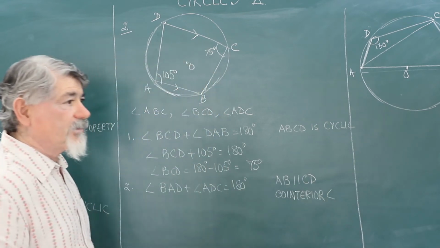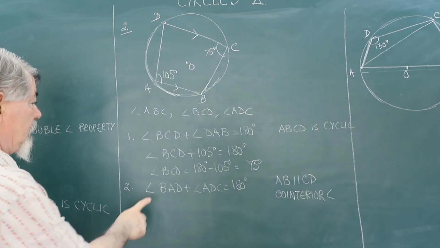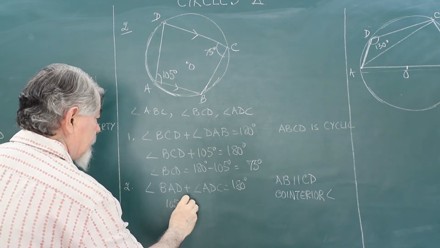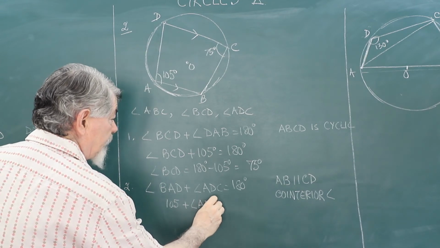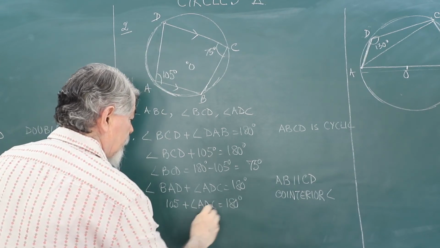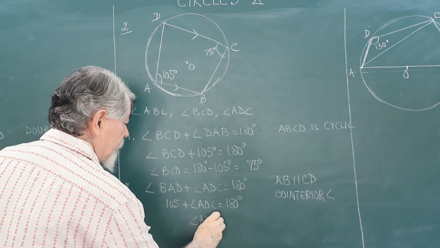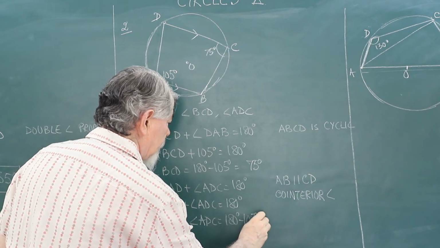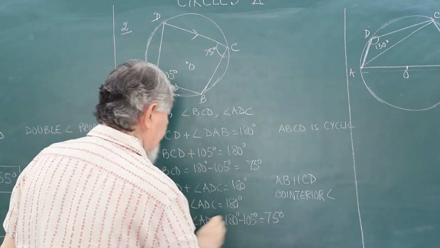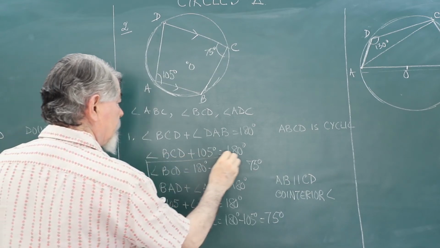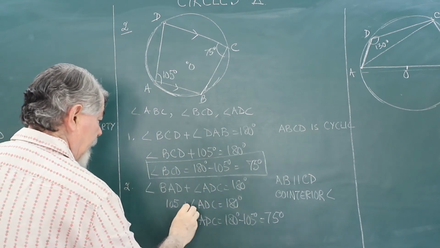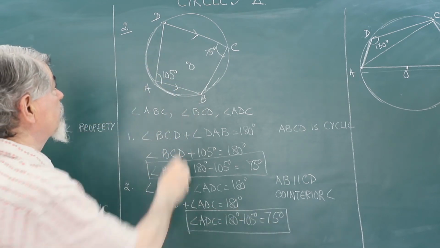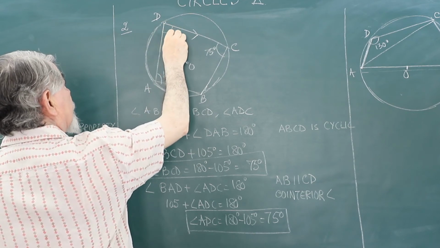Co-interior angles are always supplementary when lines are parallel. So BAD I know is 105, and this is ADC, which will be 180 degrees. So angle ADC will be 180 minus 105, that will be 75 degrees. I have got BCD as 75, I have got ADC as 75. Now I have to calculate this angle.